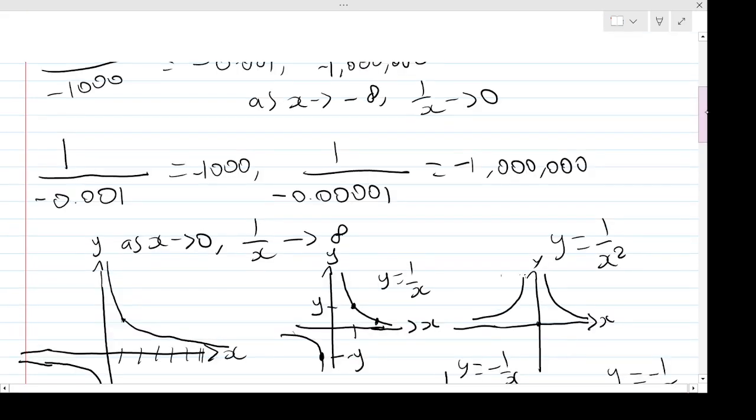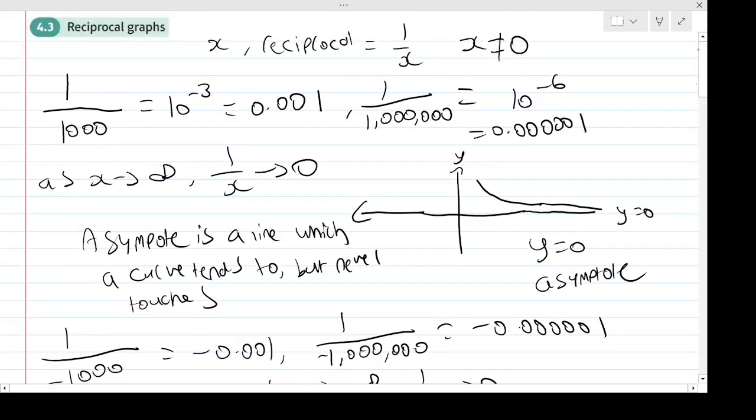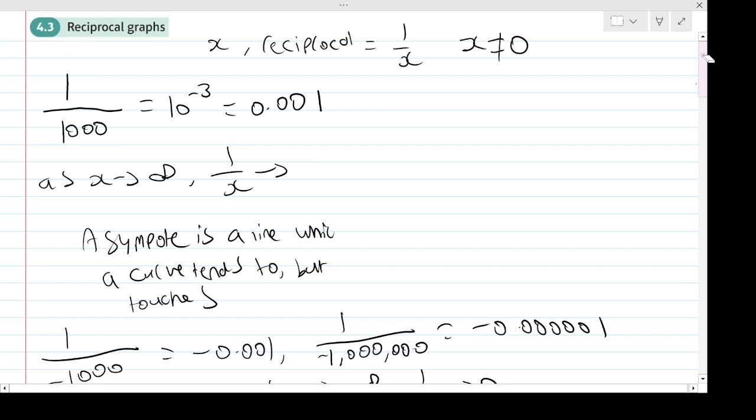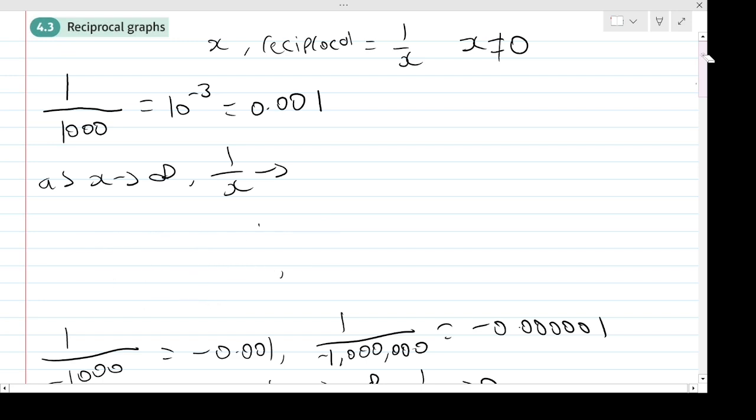So in summary, to make this really clear, there are 4 types of reciprocal graphs that you need to learn, but you can work it out by considering certain values. What happens when x goes to infinity? What happens when x goes to negative infinity? What happens when x goes to 0 from the positive side, and from the negative side? That really helps guide what the graph will look like.